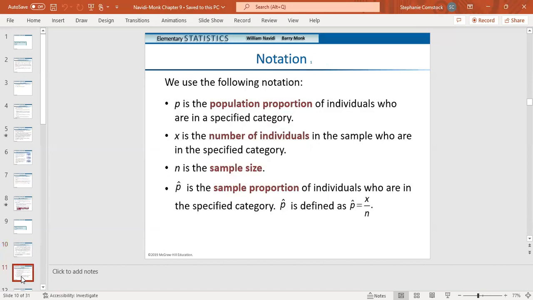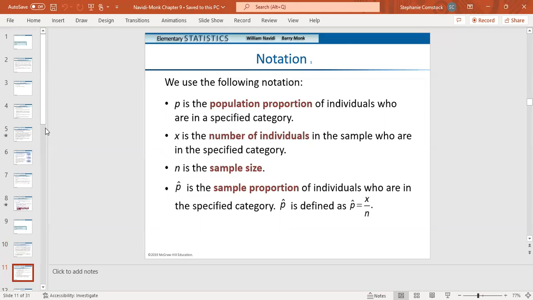A couple of things for notation. P is the population proportion, the individuals that are in a specific category. So this would be the 0.85 of the teacher survey back in 2016. X is the number of individuals in the sample who qualify for a particular thing, so this would be our 471. N is your sample size, so that would be the 500. And P hat is what we call the sample proportion, which is X over N. So for that example, it would be 471 out of the 500.